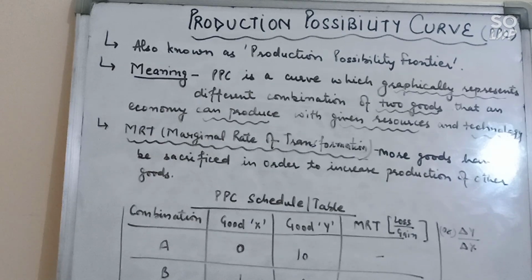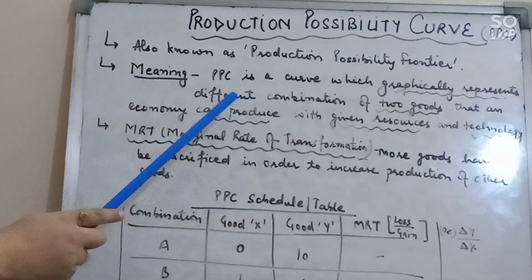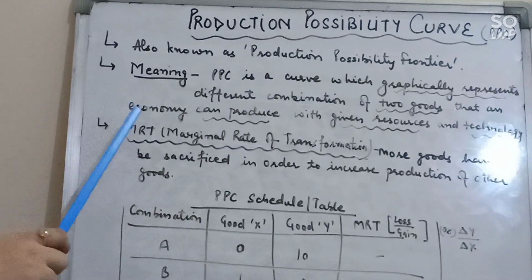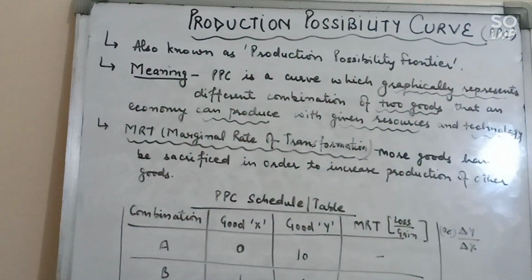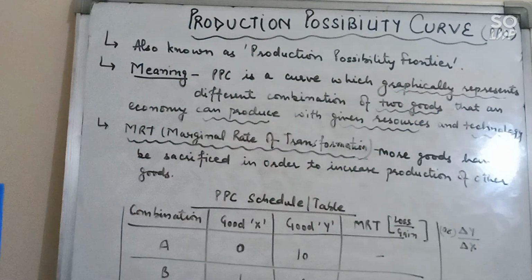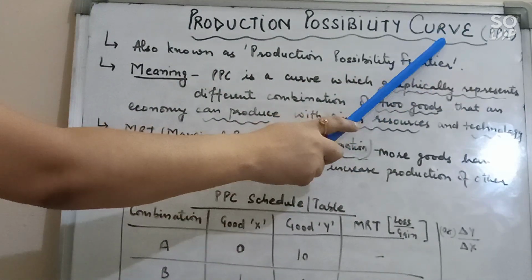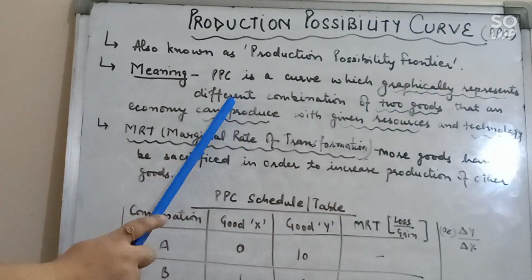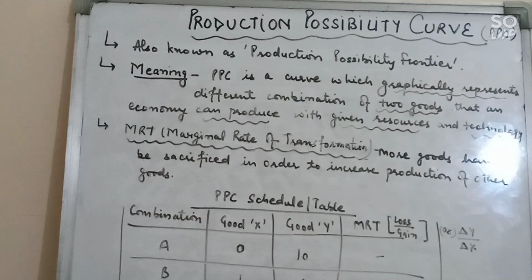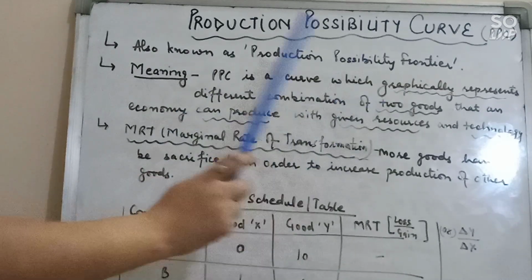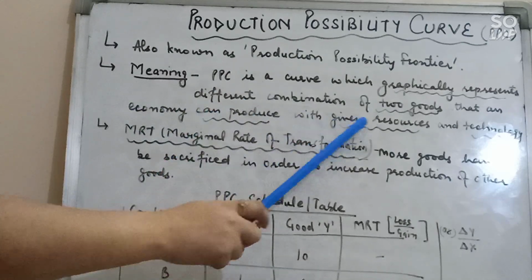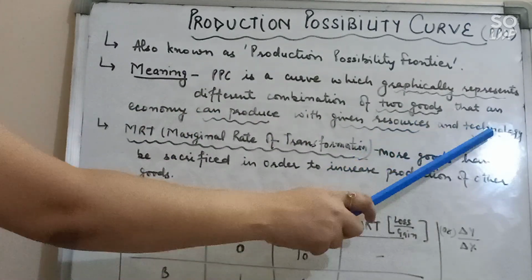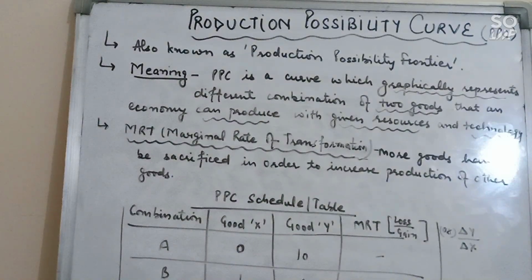So PPC is a curve which graphically represents the different combinations of two goods that an economy can produce with the given resources and technology. Under this definition we have some important points. It is a graphical presentation because we are writing the word curve. So it is a graphical presentation of different combinations of two goods. We will take two goods and see how a producer or economy will increase or decrease the production of one or another good. It means resources are given, technology is given, and there is no change in the resources and technology. We cannot increase or decrease our resources.